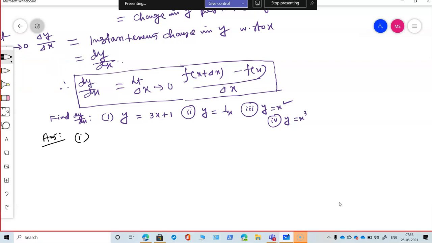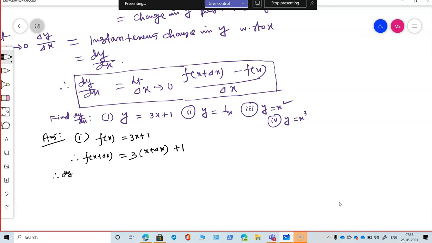Number 1, f(x) equal to 3x plus 1. We are going to follow this definition only. So f of x plus delta x is what? f of x plus delta x is going to be 3 into x plus delta x plus 1.